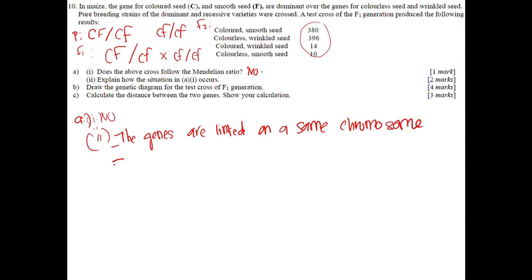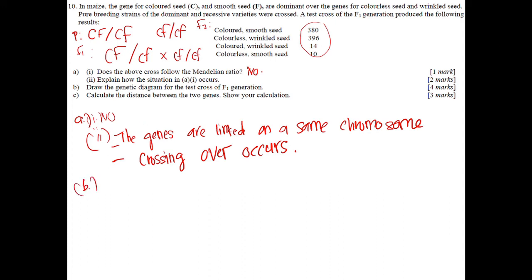Okay, satu lagi due to the presence of parental and also recombinant offspring. So maksudnya how you are able to get a recombinant offspring? Okay, that is because crossing over occurs. So that's why you don't get that 1 to 1 to 1 to 1 ratio. Okay, that is for question A, and then B.